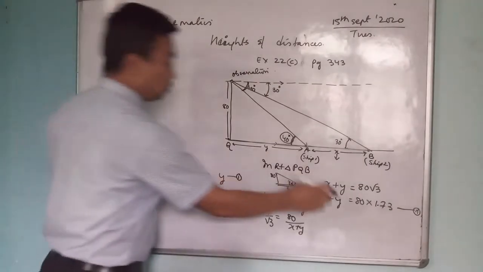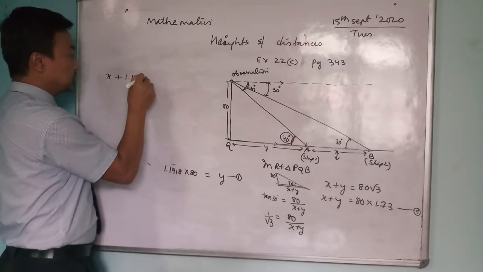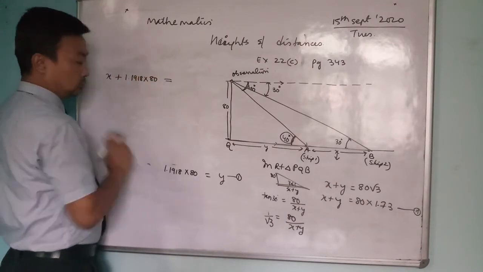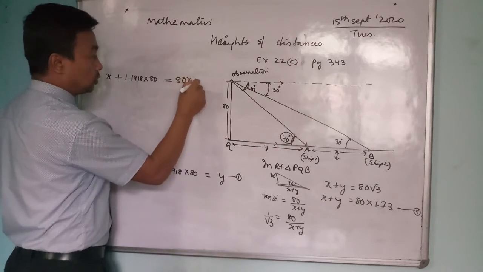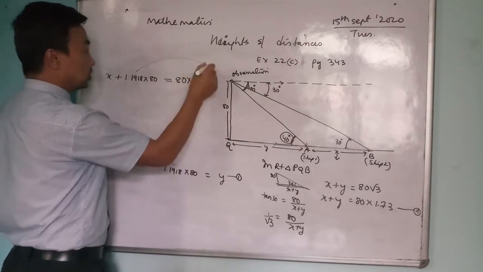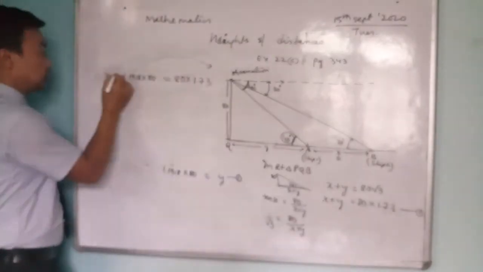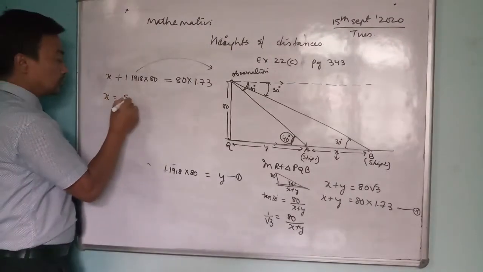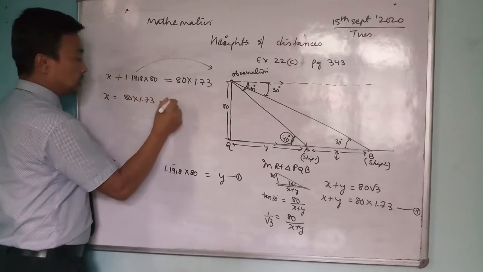What is the value of y from the first equation? 1.1918 into 80 equals, what is there in the second equation? 80 into 1.73. Do the cross, or not the cross multiplication, transpose. Since there is a plus sign, you take it this side, it becomes a minus.